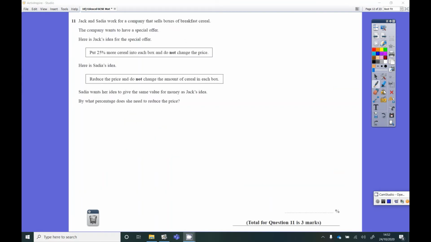Question 11. Now I think we've got a question like this. It's actually quite nice just to put in some real amounts and just work with those. So why don't we say that, to start with, 100 grams of cereal costs £10. I know that's very expensive, but it just gives us some nice easy figures to work with. So that's the starting point, all right?